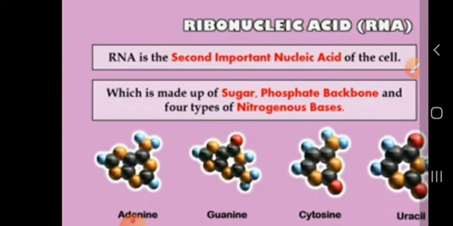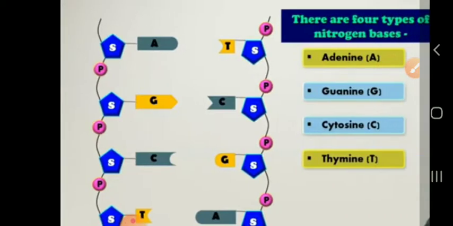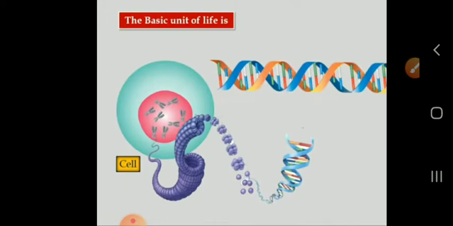This is the ribonucleic acid, that is RNA, and how it is formed with different types of nitrogenous bases, that are adenine, guanine, cytosine and uracil. Here you can see there are four types of nitrogenous base in the DNA structure: adenine, guanine, cytosine, thymine. And here you can see this is the basic unit of life, that is the cell. Already you have studied this in 9th standard, 8th standard, etc. Now children, we will start with our explanation part.